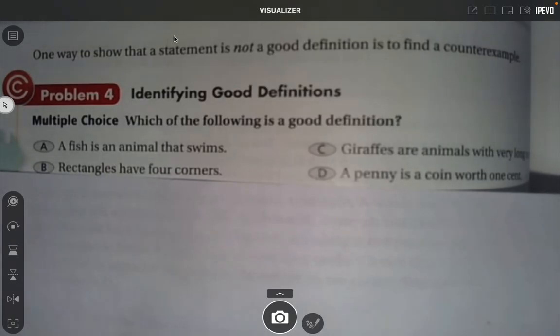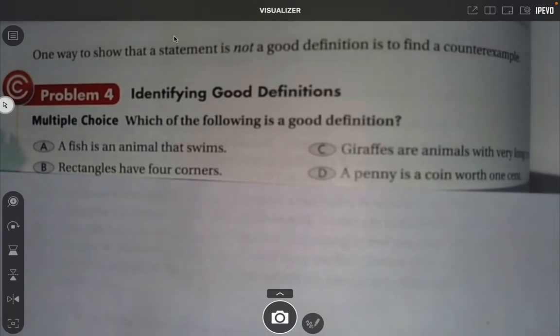Square. Giraffes are animals with very long necks. Is there another animal that has a very long neck? No. Flamingos have very long necks. Flamingos, yeah. An ostrich does not have a long neck. Anyway, there's other things that could work. So that's not a good definition. You want it to be reversible.